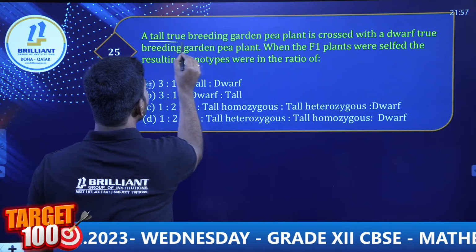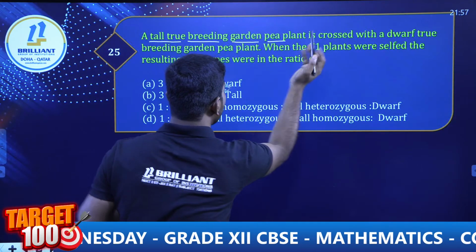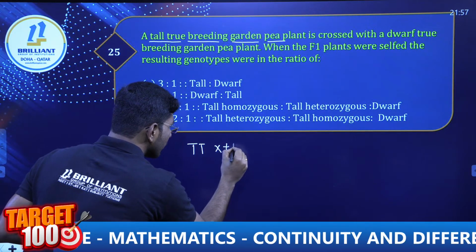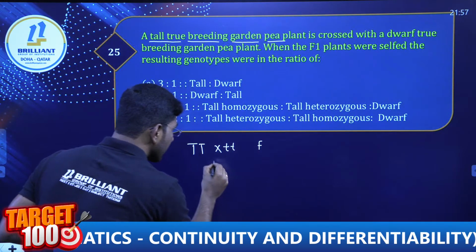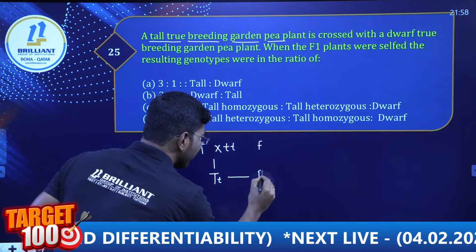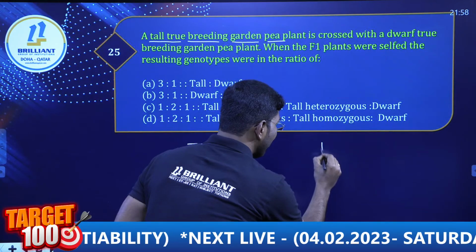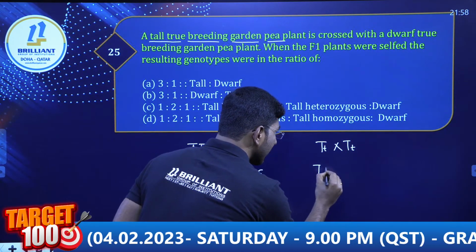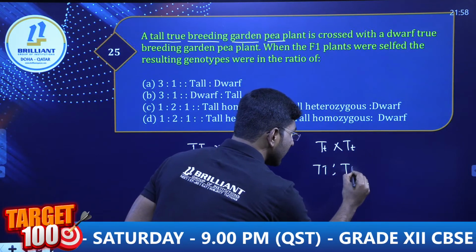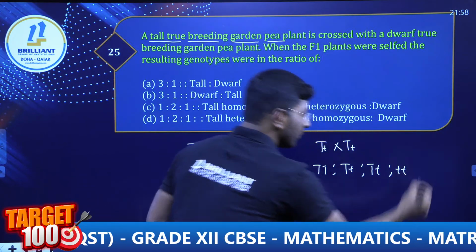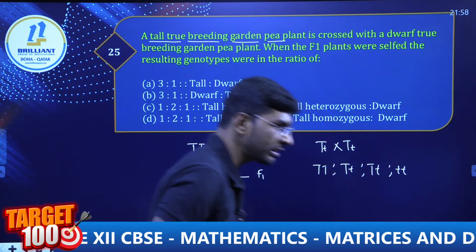A tall true-breeding garden pea. Let me take here tall, capital T, cross with small t. We know the F1 generation is capital T, small t. Cross F1 with capital T, small t: capital T capital T, capital T small t, capital T small t, small t small t. So what is the right answer?